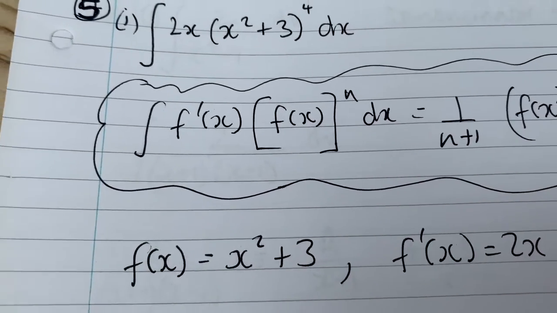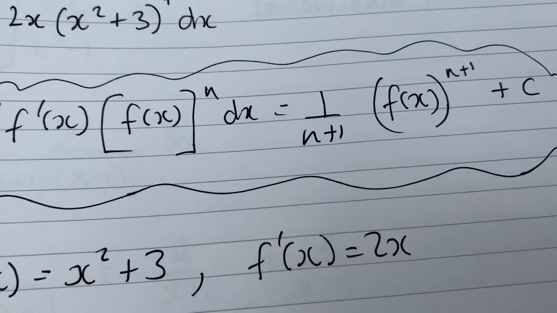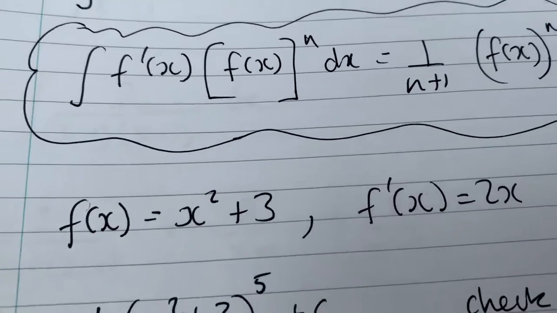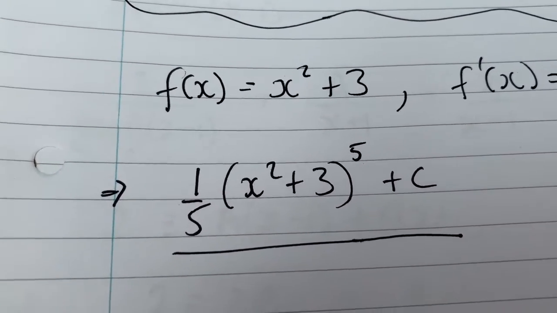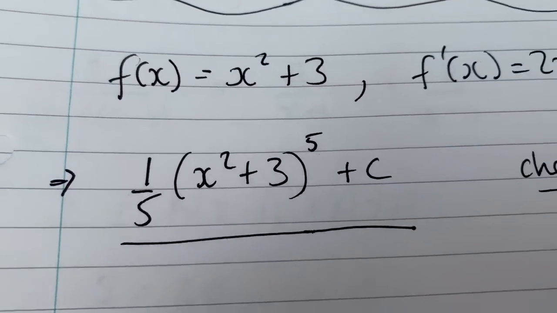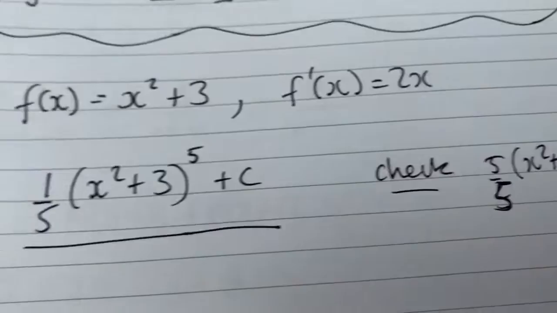You can see that your f of x is x squared plus 3, and you know that the derivative of that function, that inner function, is 2x. So you can straightforwardly apply your Mr Awan's formula. If you're feeling a bit unsure, you could then check that by differentiating, which I've done there.